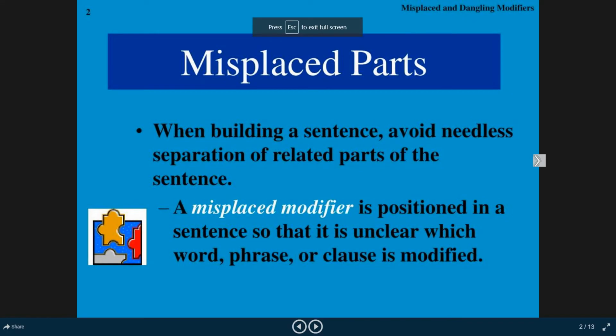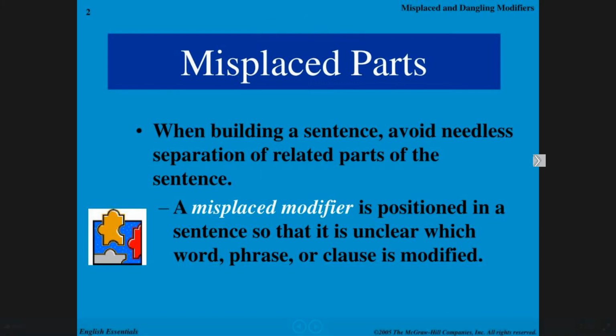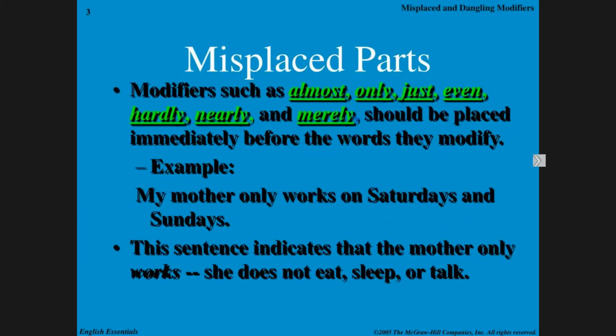Today, our lesson is a grammar lesson. It's about misplaced and dangling modifiers. Okay, parts of misplaced modifiers. When building a sentence, avoid needless separation of related parts of the sentence. Actually, a misplaced modifier is positioned in a sentence so that it's unclear which word, which phrase, or which clause actually is modified.